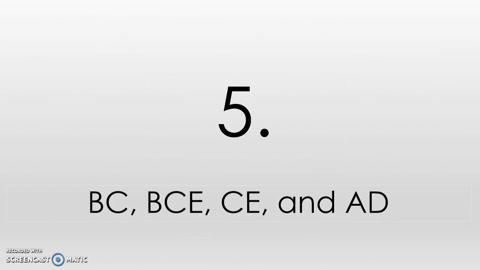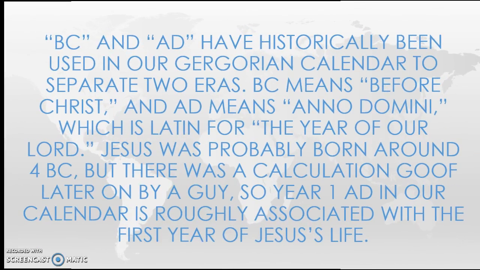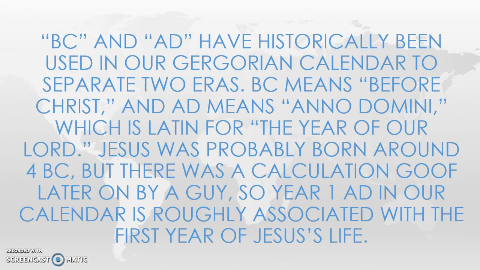And point number 5, last for now. BC, BCE, CE, and AD, OMG. Lots of initials that you will see used, and they've kind of changed in recent years somewhat. So, BC and AD have historically been used in our Gregorian calendar to separate 2 eras. BC means before Christ, and AD means Anno Domini, which is Latin for the year of our Lord.